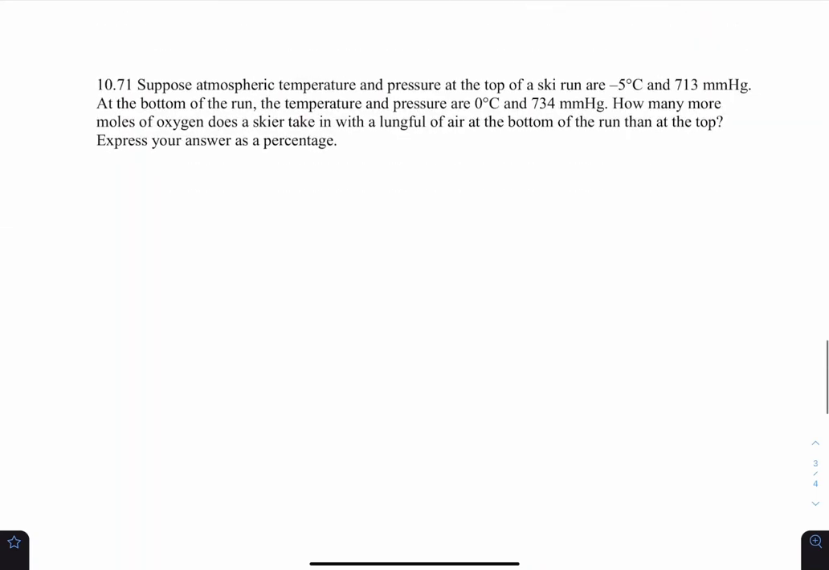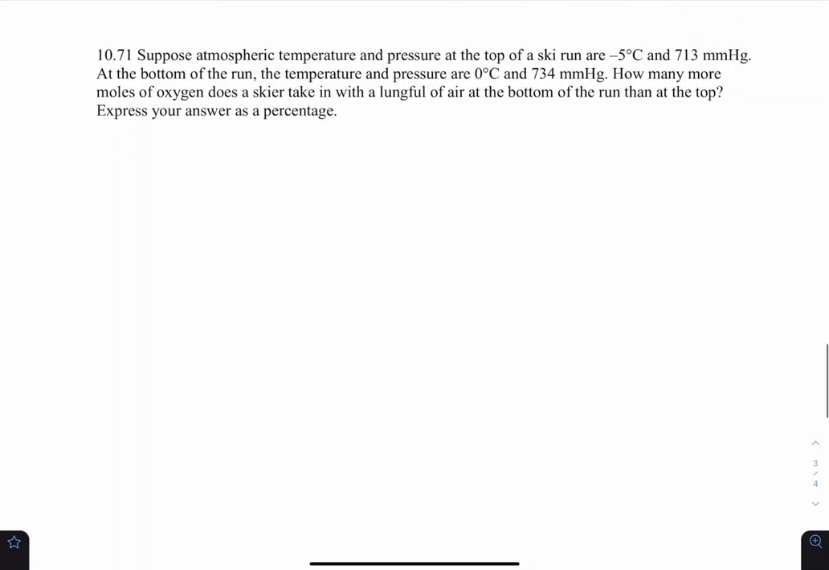All right, number 5 says, suppose atmospheric temperature and pressure at the top of a ski run are -5 degrees Celsius and 713 millimeters of mercury. At the bottom of the run, the temperature and pressure are 0 degrees Celsius and 734 millimeters of mercury. How many more moles of oxygen does the skier take in with a lung full of air at the bottom of the run than at the top?